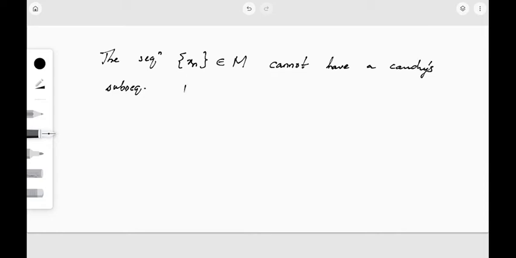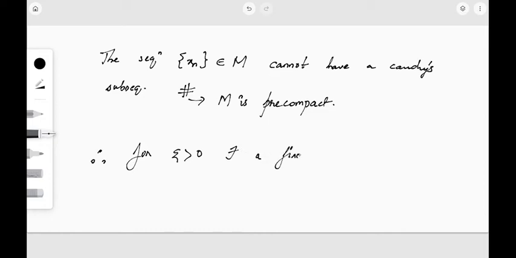Now this is a contradiction. This is a contradiction to the fact that M is relatively compact or pre-compact. So our assumption is wrong. That is, if there exists some epsilon naught such that there is no epsilon naught net in M, we get a contradiction to the fact that M is pre-compact. Therefore, for every epsilon greater than 0, there exists a finite epsilon net. So this is one part of the proof.